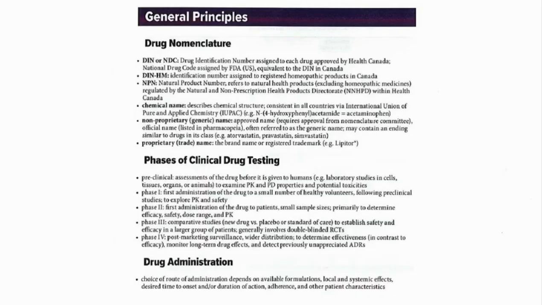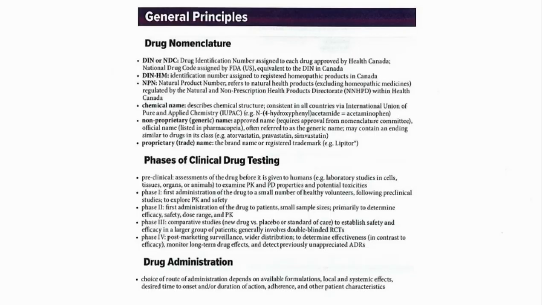Phases of clinical drug testing. Before a drug becomes available for patient use, it undergoes a series of carefully regulated clinical testing phases. The process begins with the preclinical phase. During this stage, the drug is tested in laboratory cells, tissues, isolated organs, and animals.